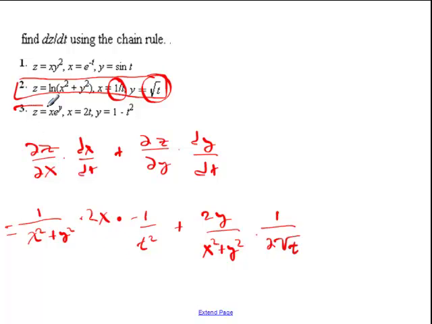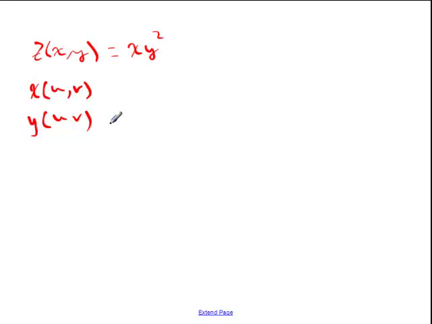We're not going to do 3. Instead, let's do one more problem where we have z as a function of x and y, and x and y as functions of u and v. So just to keep it simple, let's say that z is xy squared, and x is u plus v, and y is u times v.